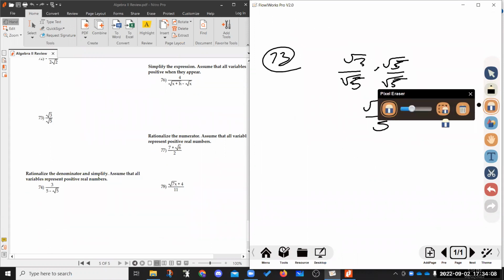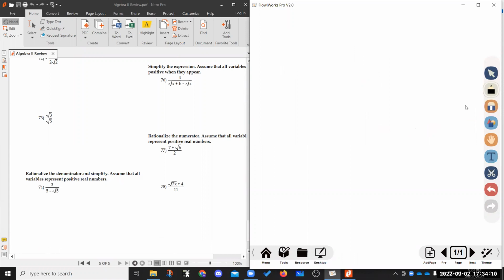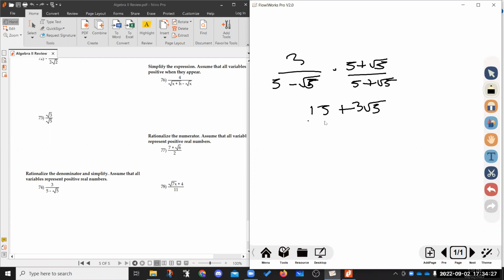Rationalize the denominator, assuming that all variables are positive. So we're going to have to multiply by some conjugates now. So we're going to have to multiply by 5 plus √5 over 5 plus √5. That'll be 15 plus 3√5 over 25 minus 5, so 15 plus 3√5 over 20. That rationalized the denominator.